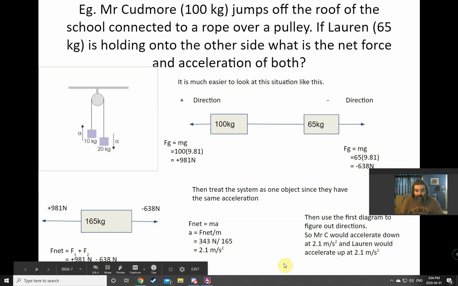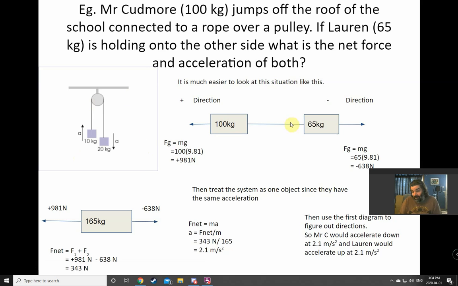Then it's really easy to find our net force. We just add the forces, plug it into F equals ma, we find our acceleration, and then we say, well, logically, Mr. Cudmore is the positive direction, so that's 2.1, so whatever direction he's moving in, that's positive. So Mr. Cudmore will be going down at 2.1, Lauren will be going up at 2.1 meters per second. So one thing I really recommend, whenever you've got a question where there's a weird direction like this, straighten it out.